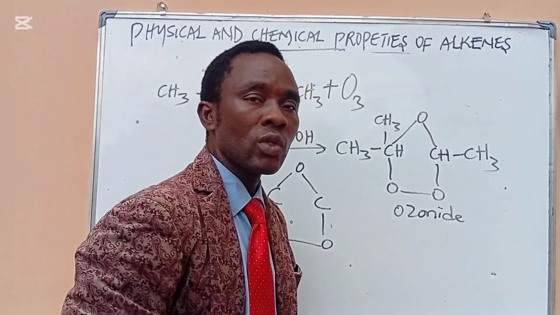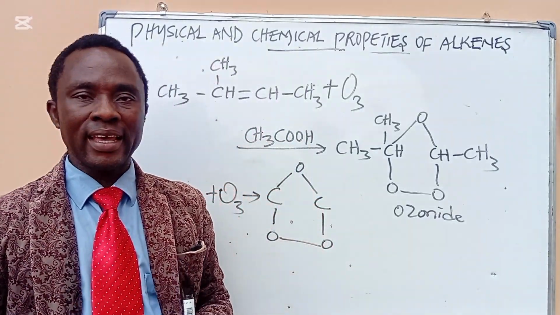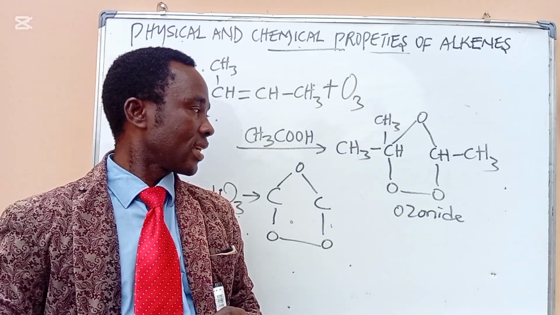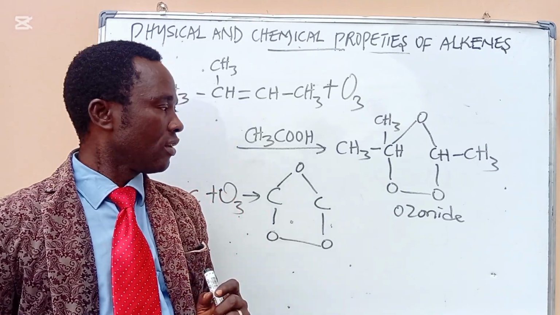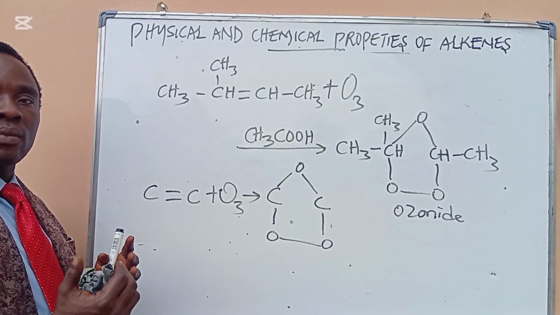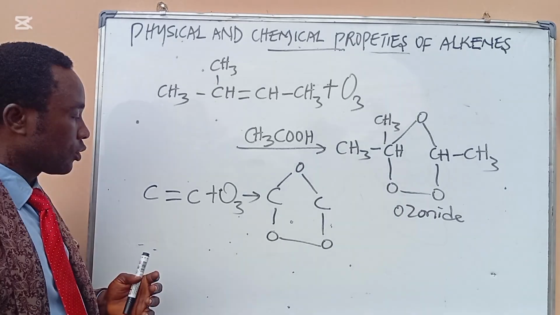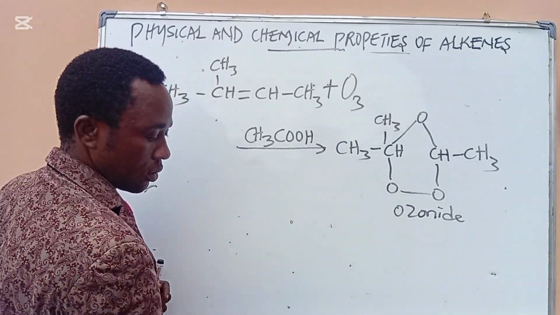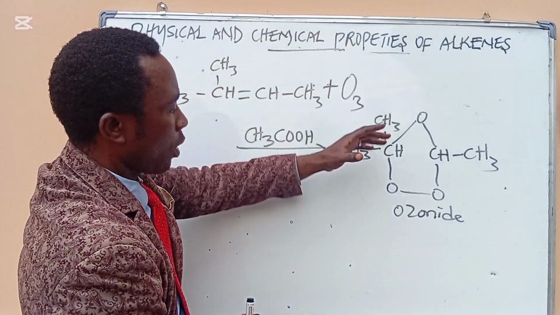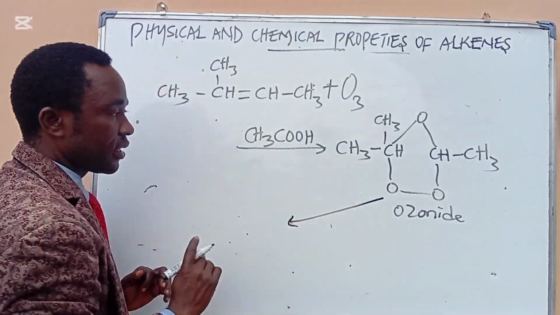Now, an ozonide can be broken down by zinc in acetic acid. An ozonide can be broken down by zinc in acetic acid to give us what? Carbonyl compounds, that is, alkanals and alkanones. So look at what I mean by this. An alkene plus ozone, and what we got is what? Ozonide. Now this ozonide, we want to break it down.